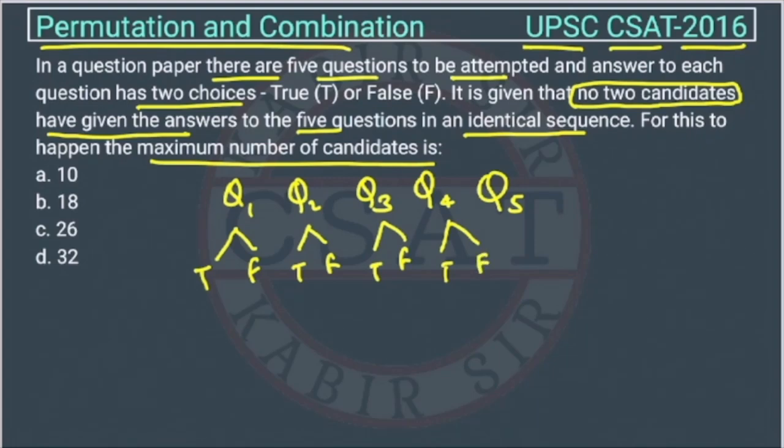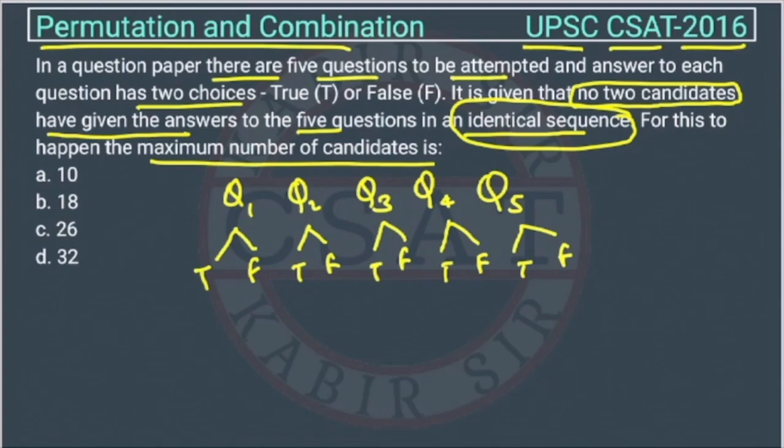For each question we have 2 choices, true or false. So now the question is saying that no 2 candidates have given the answer to the 5 questions in an identical sequence. So इसमें simply हमें find out करना है कि how many unique sequences we can generate, right? For this to happen, the maximum number of candidates... जितने sequence generate होंगे unique उतने ही student होंगे, उससे ज़्यादा जैसे ही student होगा तो आंसर का जो sequence है वो मैच करने लग जाएगा, right?